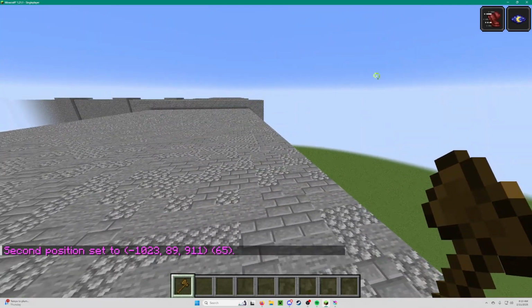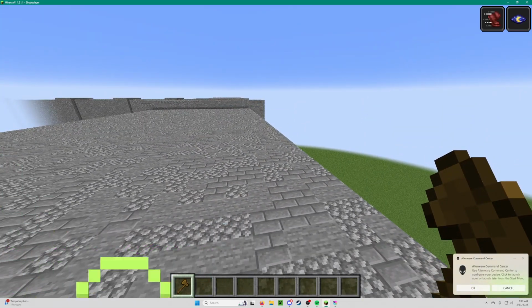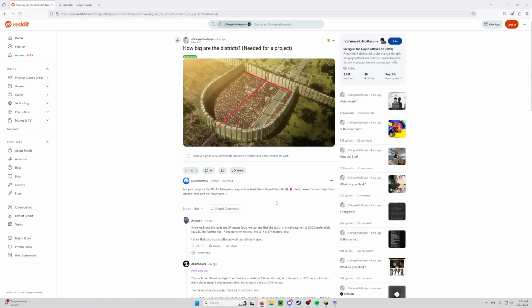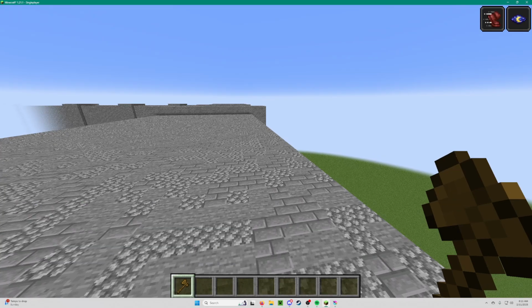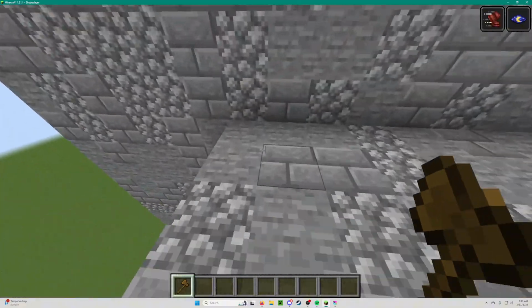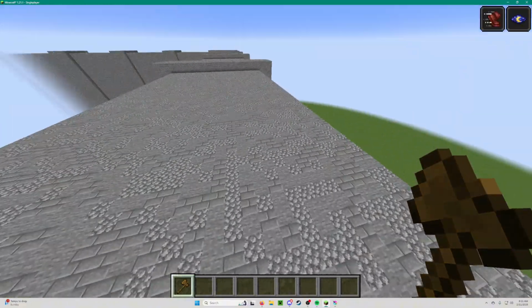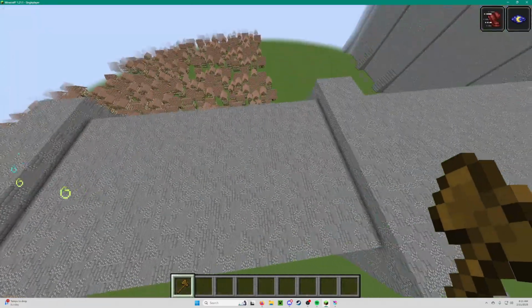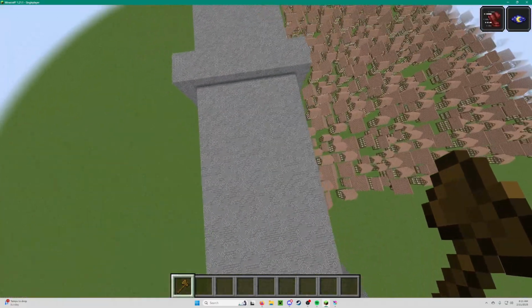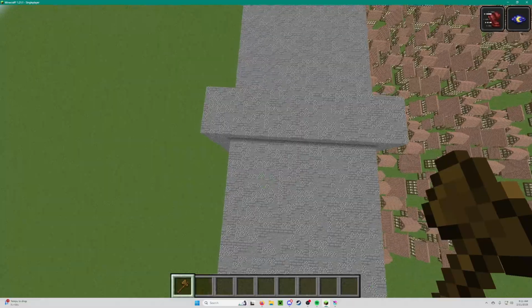It's just the basics. And now we have to figure out how deep it's going to go. Honestly, because I started this quite a while back already, I think I eyeballed the depth of how thick the walls would be.